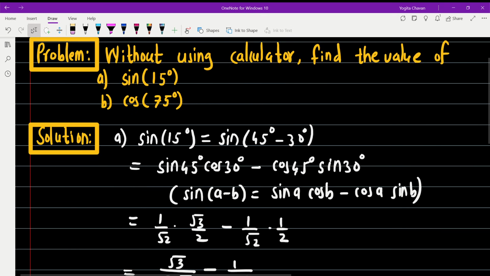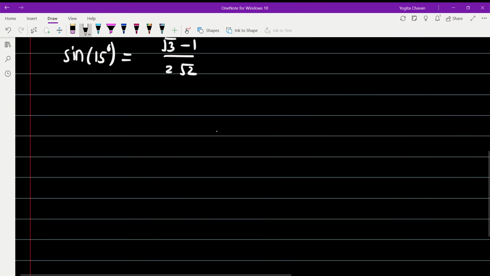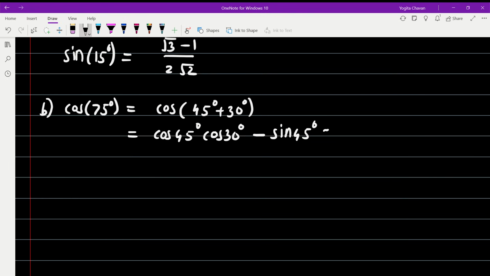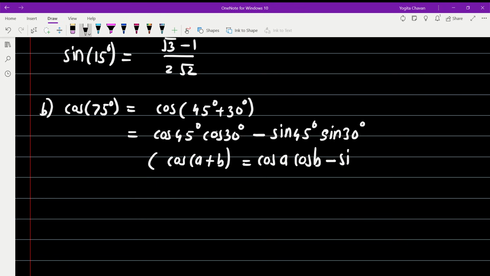Now part B, cos 75 degrees. Cos 75 means 45 degrees plus 30 degrees, and cos(A + B) is cos A cos B minus sin A sin B. So this is cos 45 degrees into cos 30 degrees minus sin 45 degrees into sin 30 degrees. Reason: cos(A + B) is equal to cos A into cos B minus sin A into sin B.